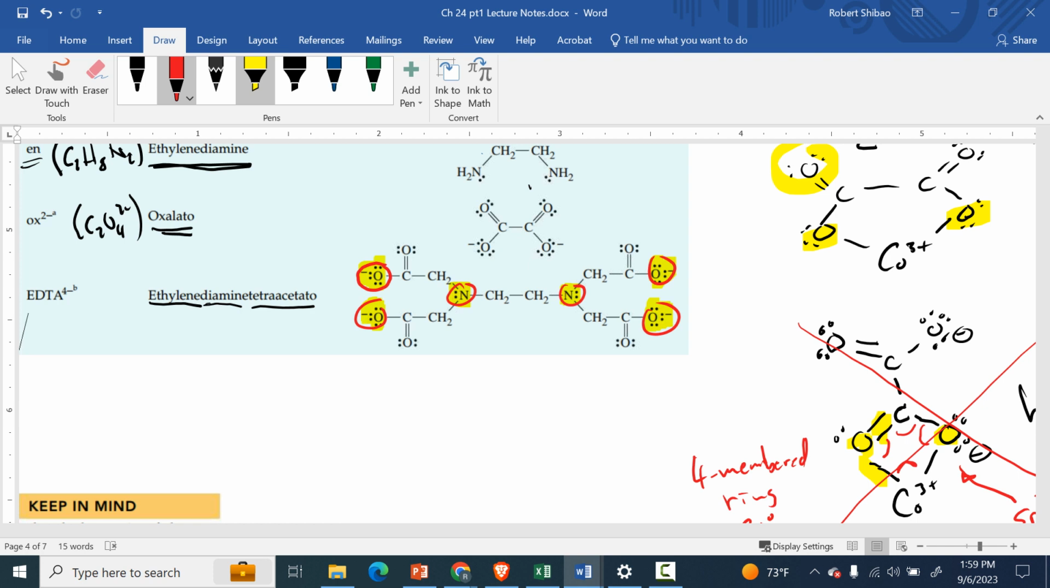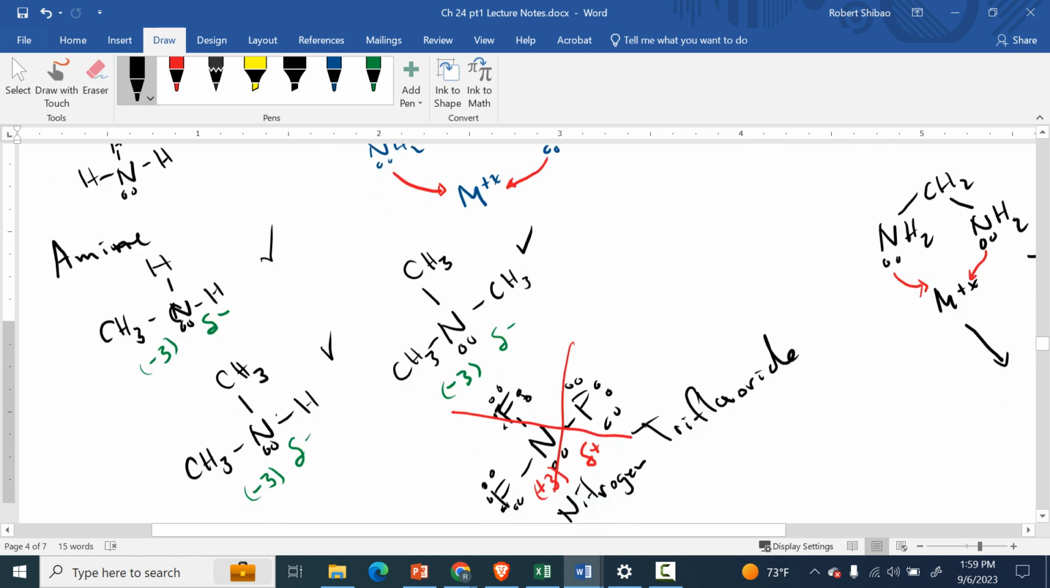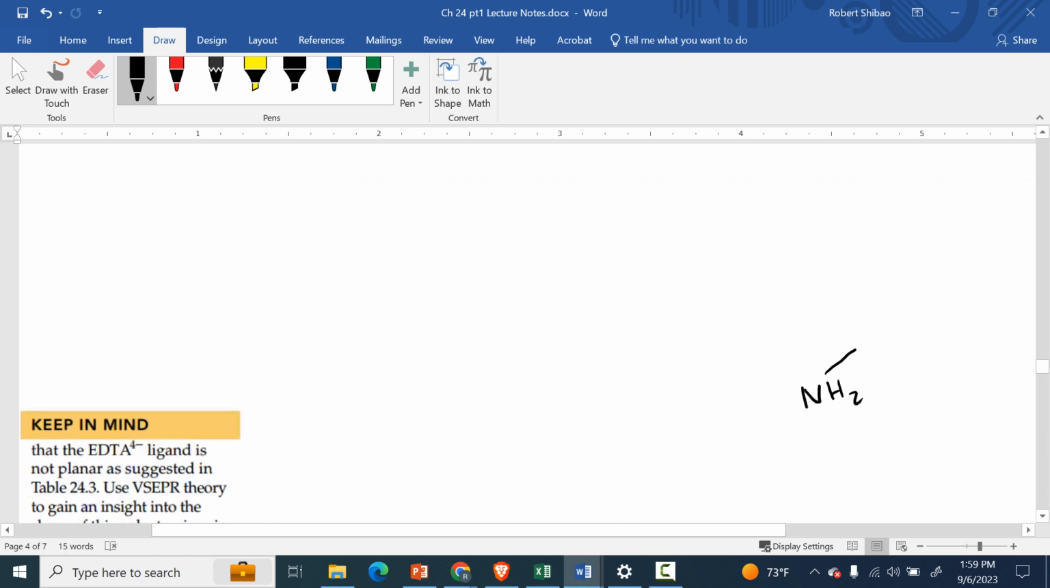So ethylene diamine tetraacetato is what we call a polydentate ligand. It bites into the central metal in more than one place. And more specifically, this one is known as a hexadentate ligand because 6 atoms can bond to the central metal. So one of the homework problems is to try to draw this. And so I might try to do that here.